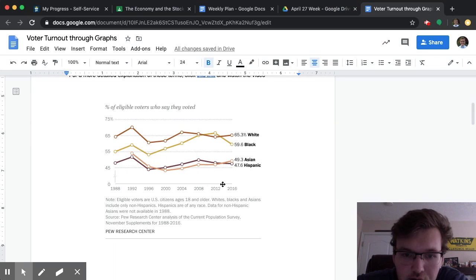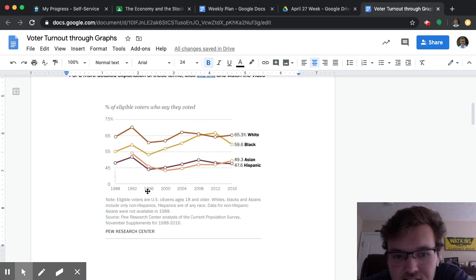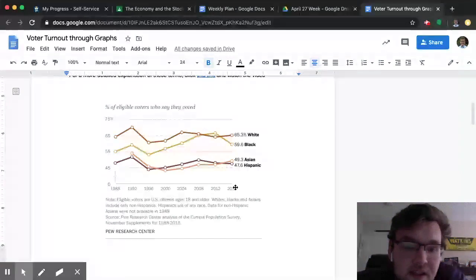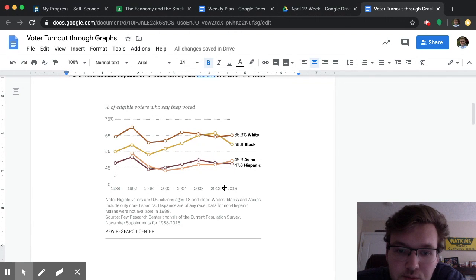The other row down here is years. We've got some years: 1988, 1992, 1996, 2000, and so on. We know that these are election years, presidential election years, to be specific. Now, if it had 2012, 2014, and 2016, then we'd have presidential election years and midterm election years. But we're just looking at presidential election years here. So for each year, it's got a percentage of a group that voted.